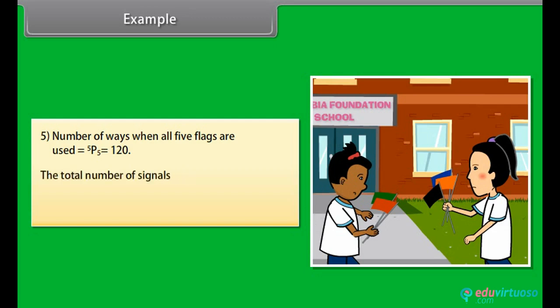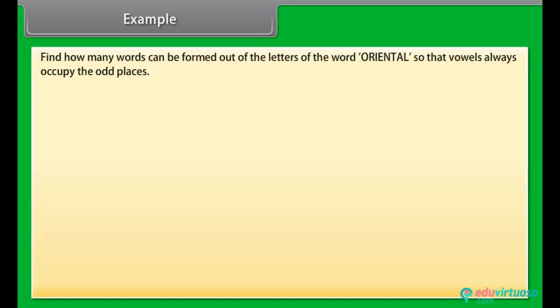The total number of signals is equal to 5 plus 20 plus 60 plus 120 plus 120 is equal to 325. Find how many words can be formed out of the letters of the word Oriental so that vowels always occupy the odd places. Solution.